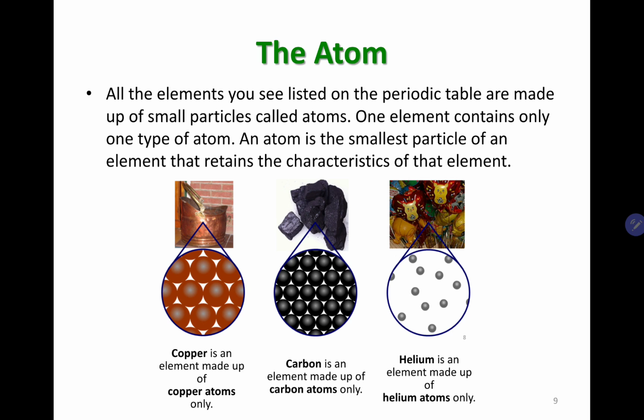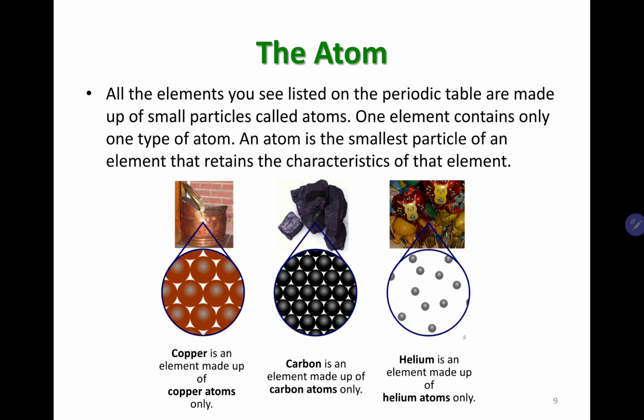An atom is basically the small particles that elements are made up of, or you can say the elements that you see listed on the periodic table are made up of small particles called atoms. And the thing about these atoms is that one element contains only one type of atom. Basically, the atom is the smallest particle of an element that retains the characteristics of that particular element. Elements are the way they are chemically or physically because of their smallest particles called atoms.